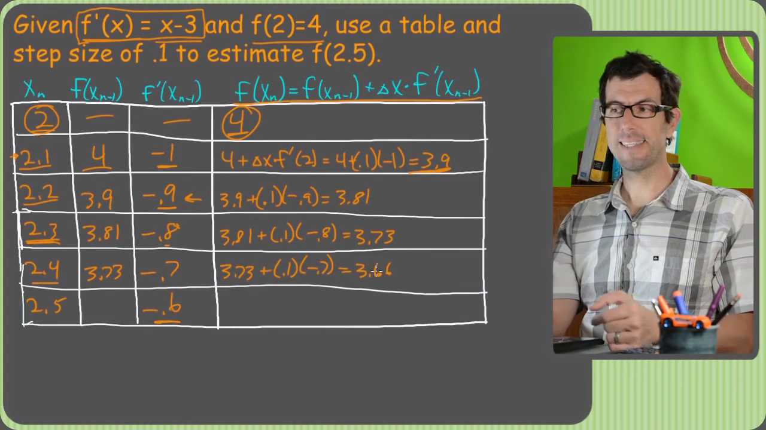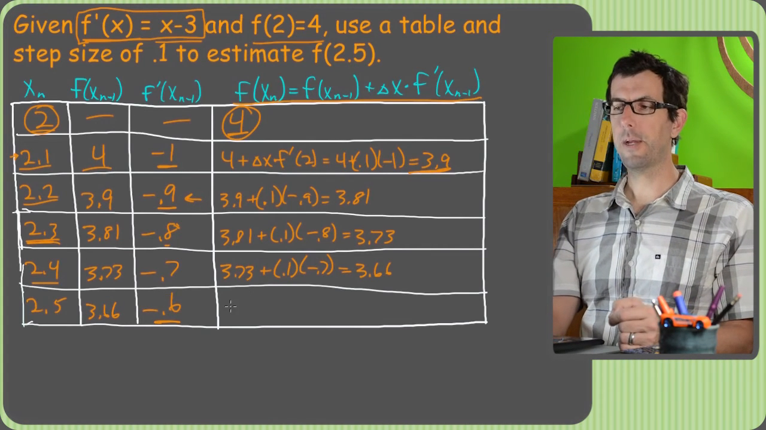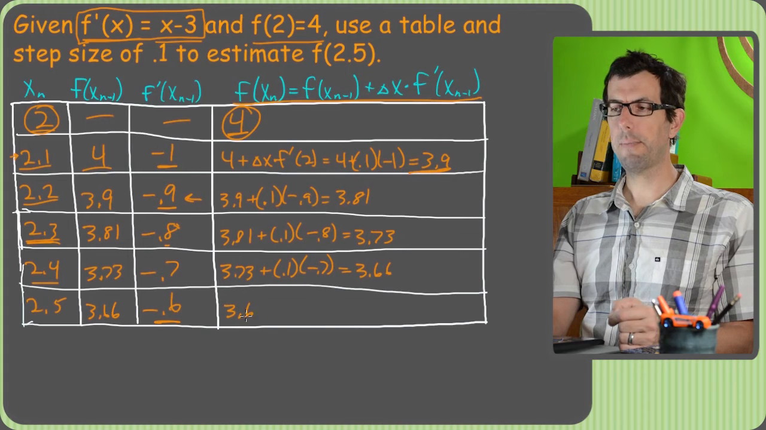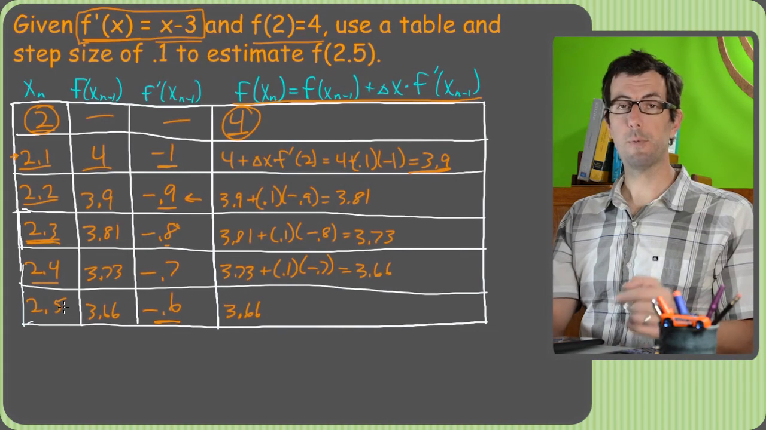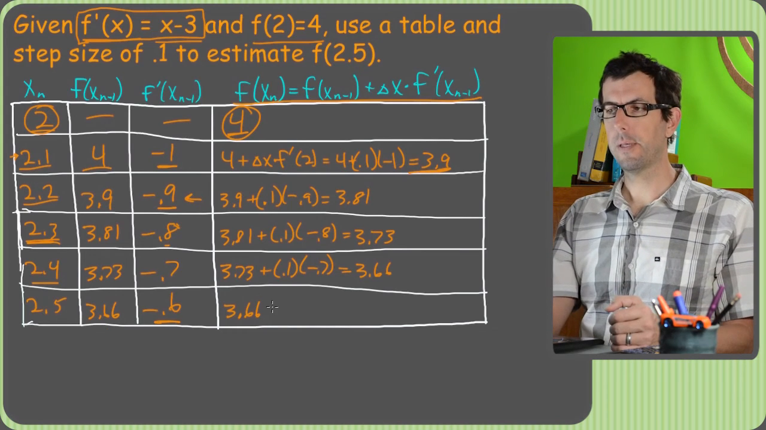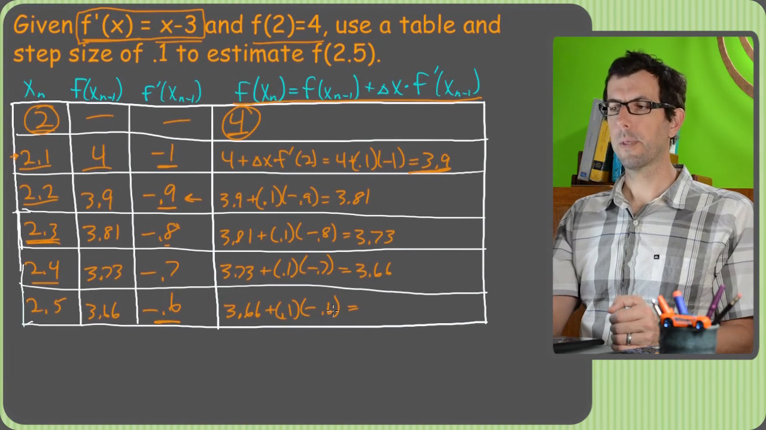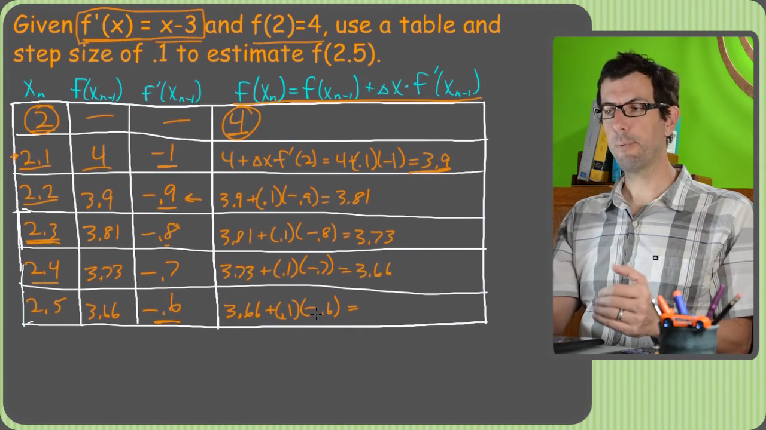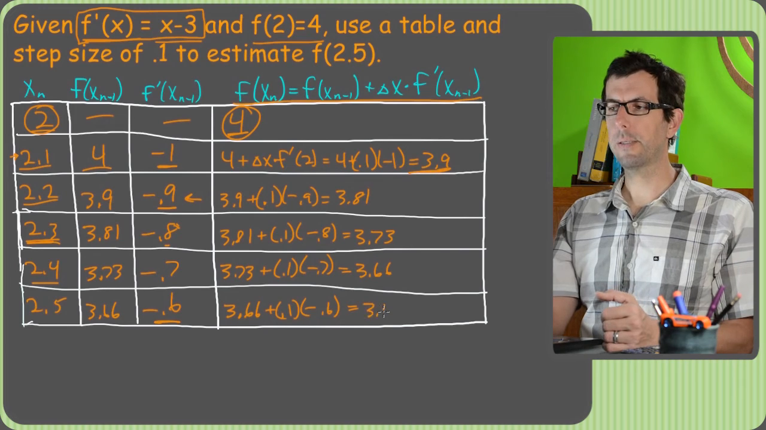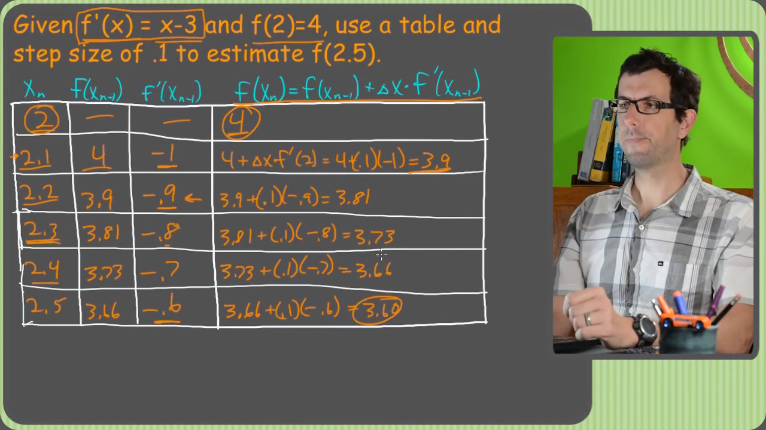Once I get 3.66, I immediately go over here, copy it down there, and now that's my starting point for this step. And this is my last step, because once I'm done with this row, I will have calculated f of 2.5. So that's plus 0.1 times negative 0.6. So that's 3.66 minus 0.06, and we get 3.60. And I circle that one because that's the end of the road. That's my approximation.